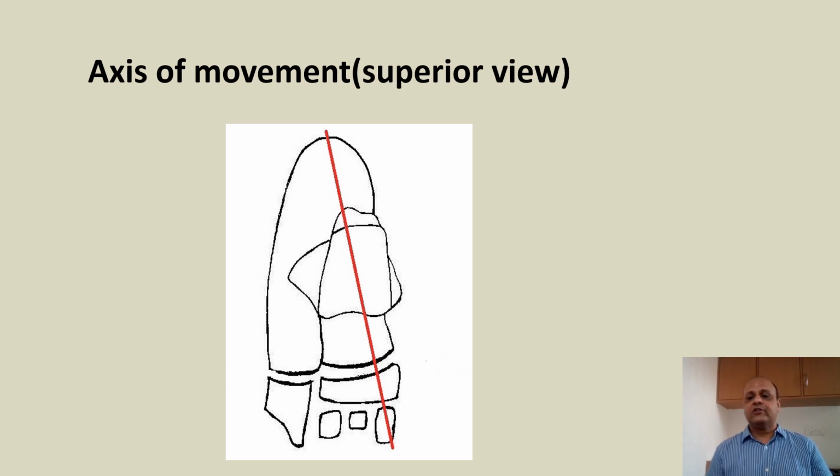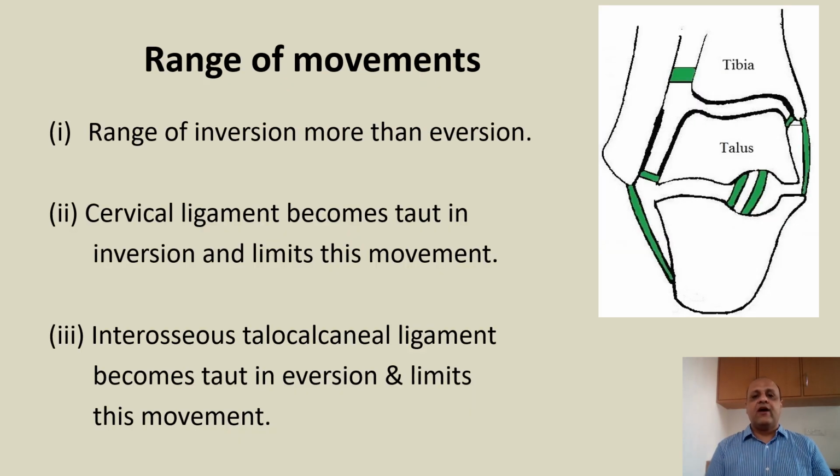Then define inversion and eversion, describe the main joints at which inversion and eversion takes place, the accessory joints at which inversion and eversion takes place, and then you have to describe the range of movements. Now, out of inversion and eversion, you can do it yourself and see it. You will find that the range of inversion is more than eversion.